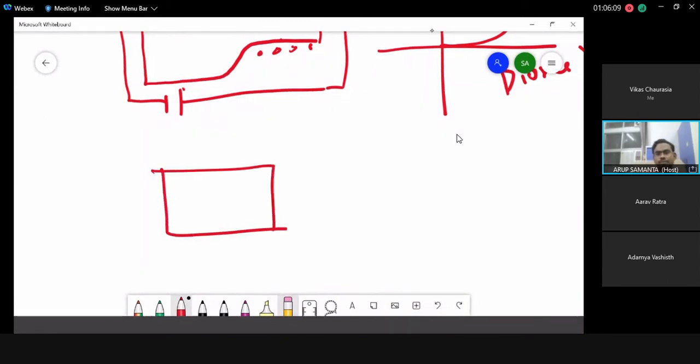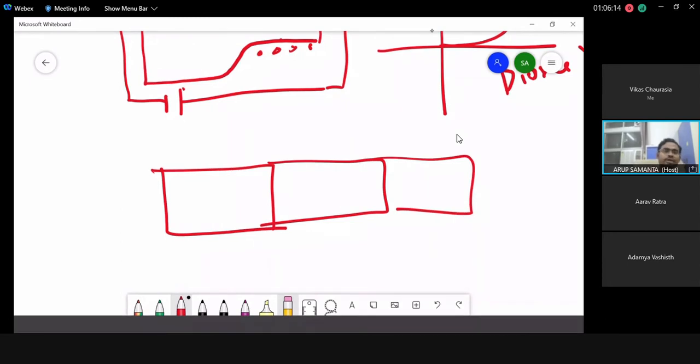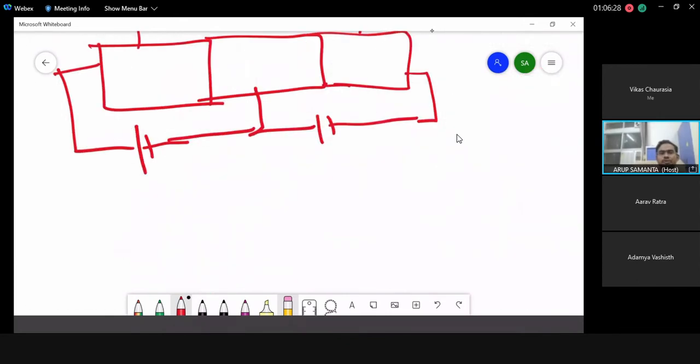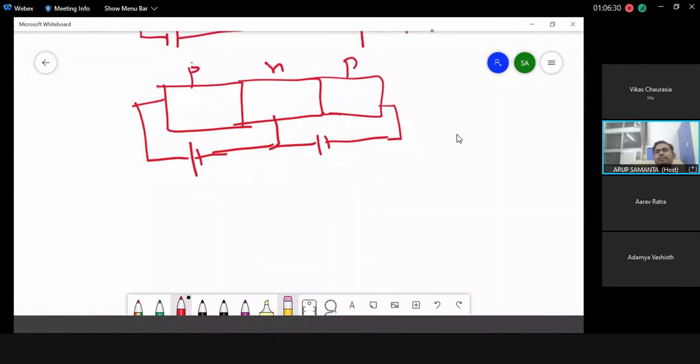If you do not use only this part, you add another part. Let's assume NP. You can consider PN, and another P you add. Then you can control it by connecting two batteries, one in between here and another in between these two. So your diagram you can consider in a similar way, PN, NP. So your diagram should change to this way.